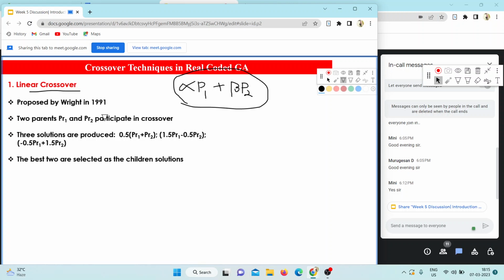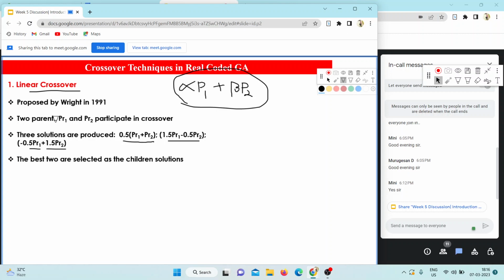In linear crossover, two parents take part in reproduction to form three children solutions. These are the three children solutions. One is 0.5 into parent 1 plus 0.5 into parent 2. Second one is 1.5 into parent 1 minus 0.5 into parent 2. And third one is minus 0.5 parent 1 plus 1.5 parent 2.